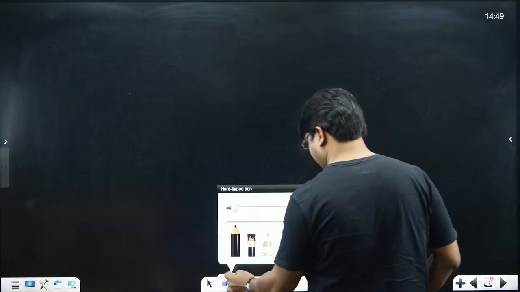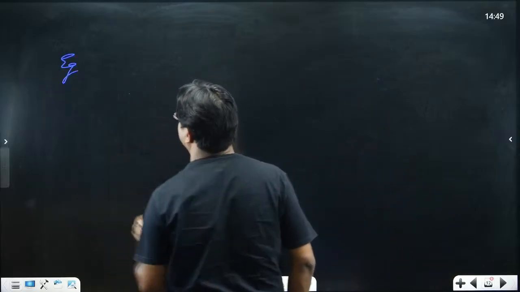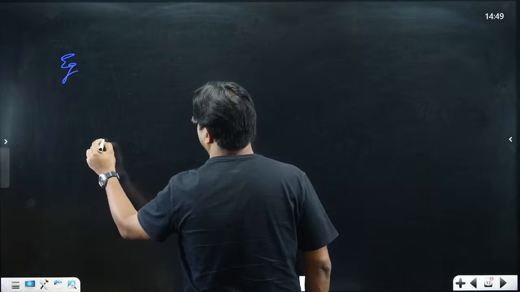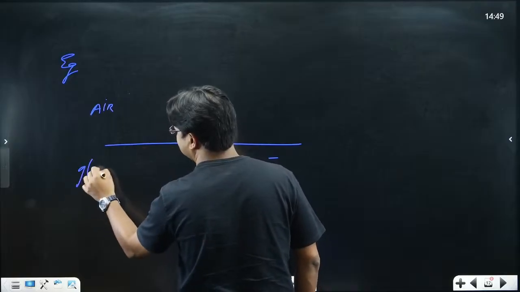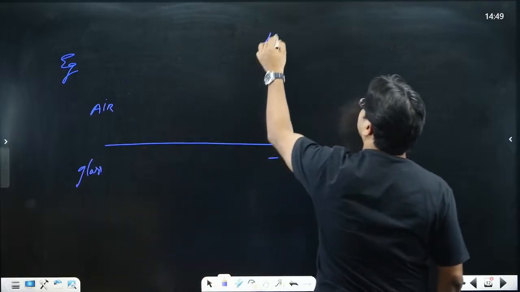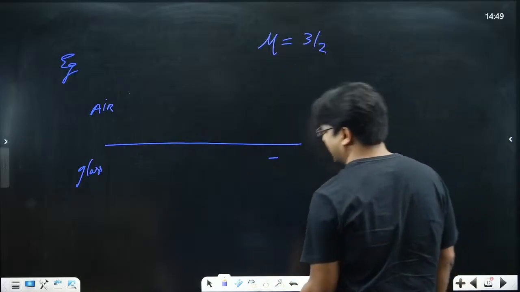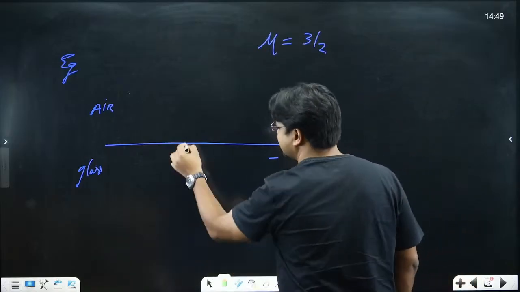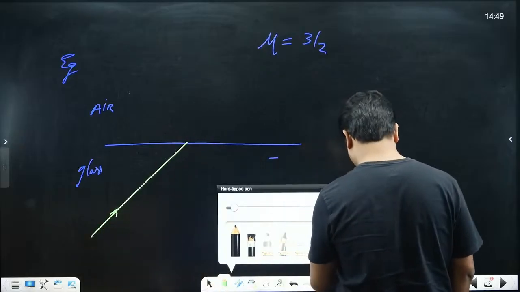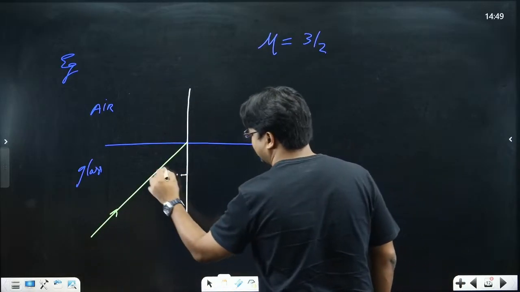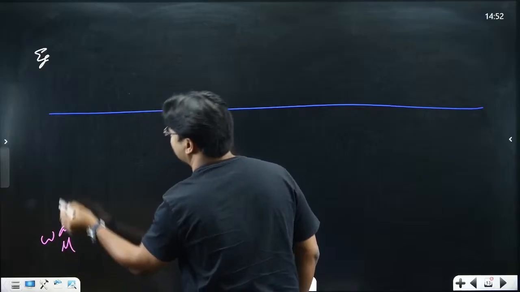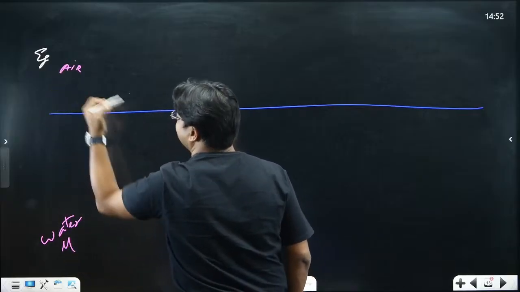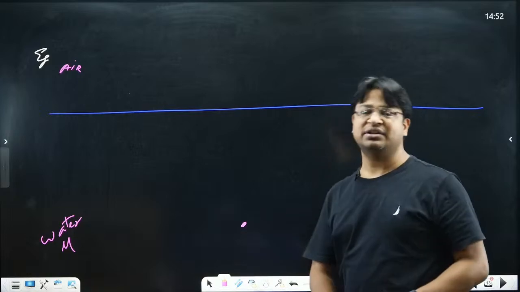Now if I give you an example, suppose this is an air-glass interface, this is air, this is glass, and we have been told that the refractive index for glass is 3/2, and that a ray of light is striking the medium boundary at an angle of 45 degree. This is air with a refractive index of 1, and there is a bulb under the surface of water.